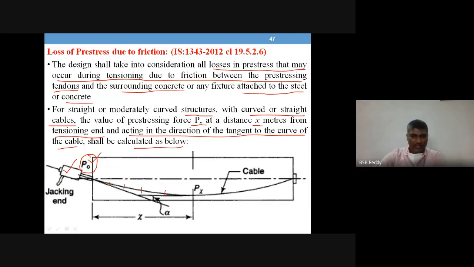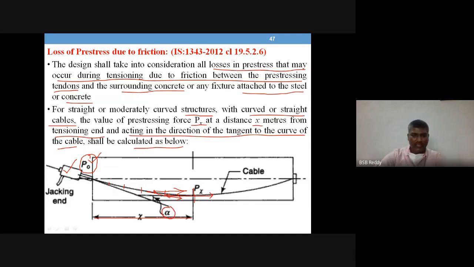So at a distance of x, if you take the horizontal component of the pre-stress Px, that will be the force exactly acting at that point. If you consider this point, the tangent is going to be inclined, so we only take the horizontal force Px.